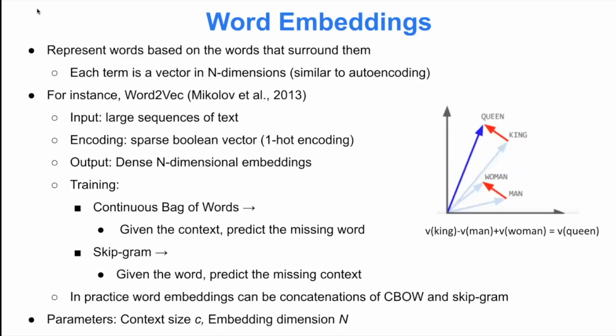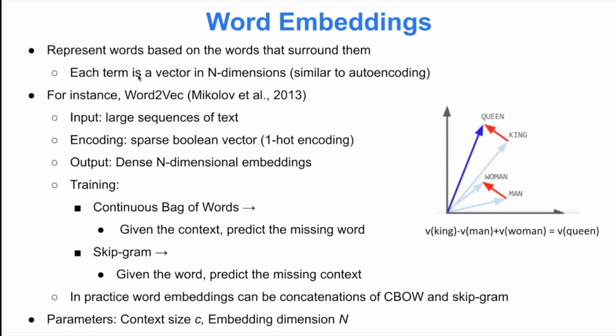And then we'll talk briefly about word embeddings. I know Daniel went over this last week in the deep learning lecture, but we'll just briefly go over it again. So the idea of this is representing words based on the words that surround them. So each term will become a vector in n dimensions. Similar to autoencoding, we're creating a vector or code to represent each of our tokens.